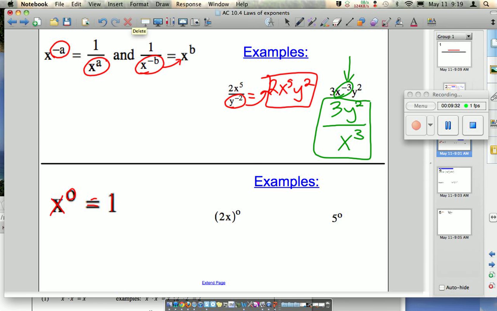Okay, but we're assuming these x's are not 0. So any number besides 0 to the 0 power will equal 1. So it doesn't matter if there's something like 2x in there. This is as simple as 1. 5 to the 0 is 1. These are all equal to 1. Okay, that's a simple one. That's going to help you make things easy and simplify and get rid of them pretty quickly.